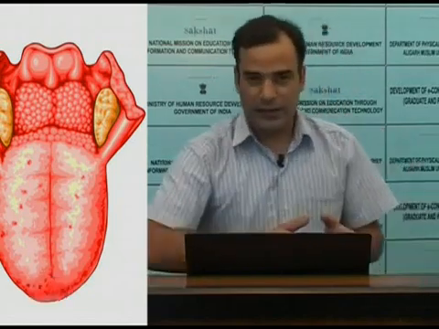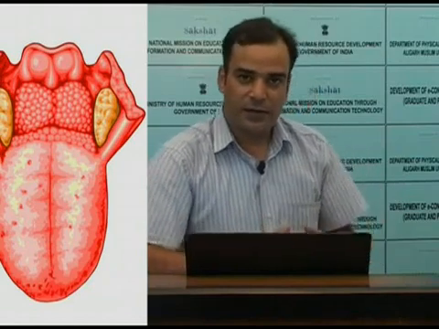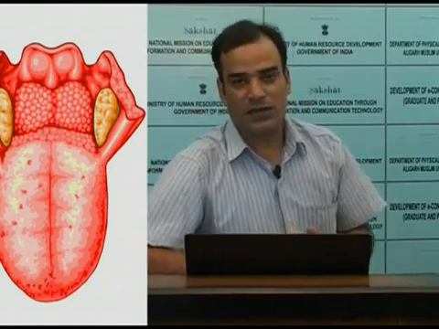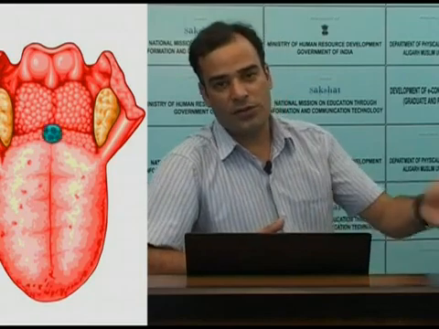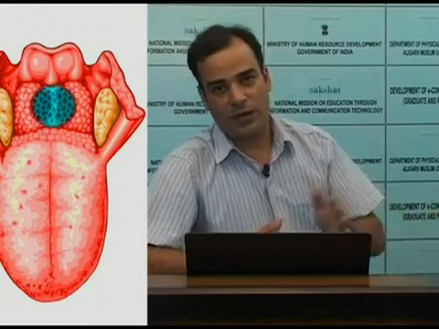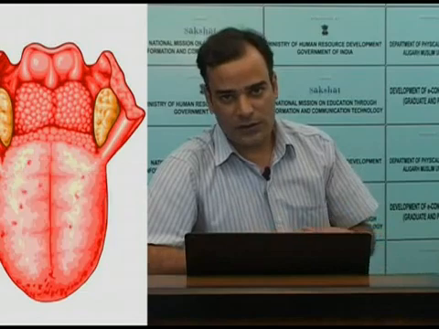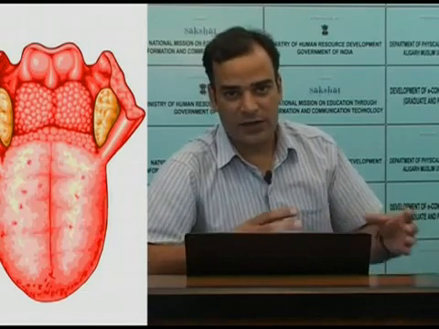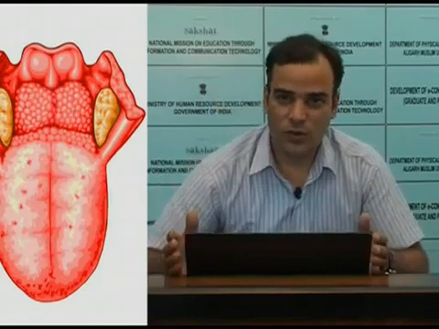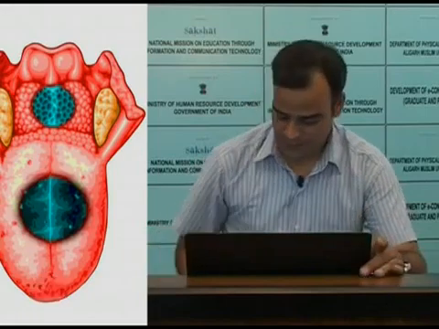So the tongue can first be divided by a V-shaped sulcus called sulcus terminalis into the posterior or the pharyngeal part and the oral part. Also, the tongue can be divided into three parts called the root, the body, and the tip.